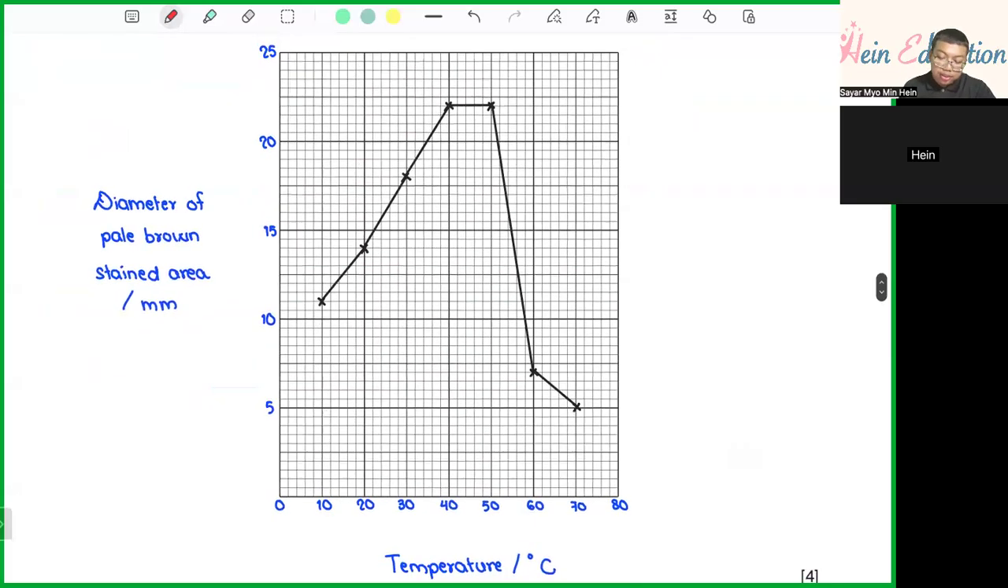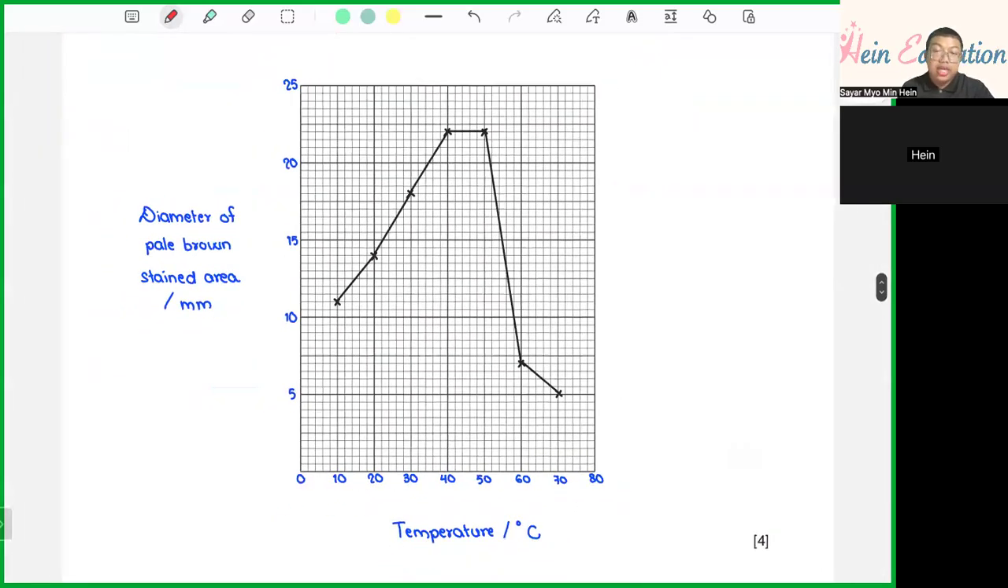I would suggest using a pencil and a ruler so that it is easier to erase if you make some mistake or error while drawing a graph. Here we have temperature on the x-axis and diameter of pale brown stain in millimeters on the y-axis. It's not that difficult because you can just copy everything from the table provided. So this would be the graph drawing for this paper.